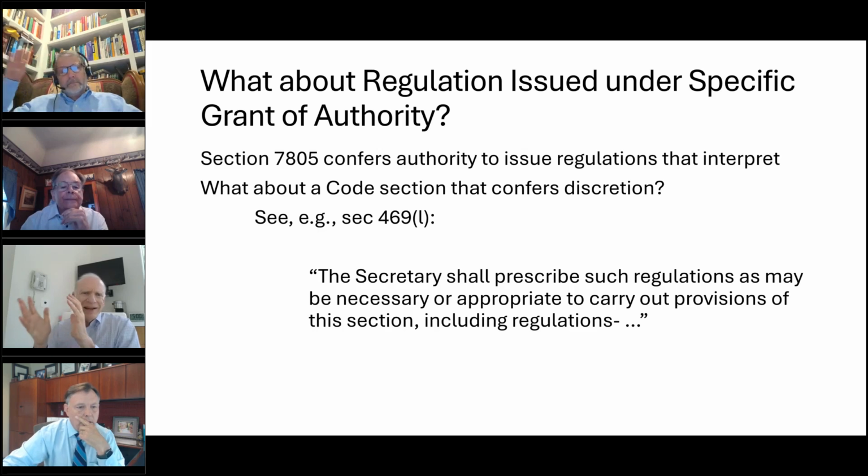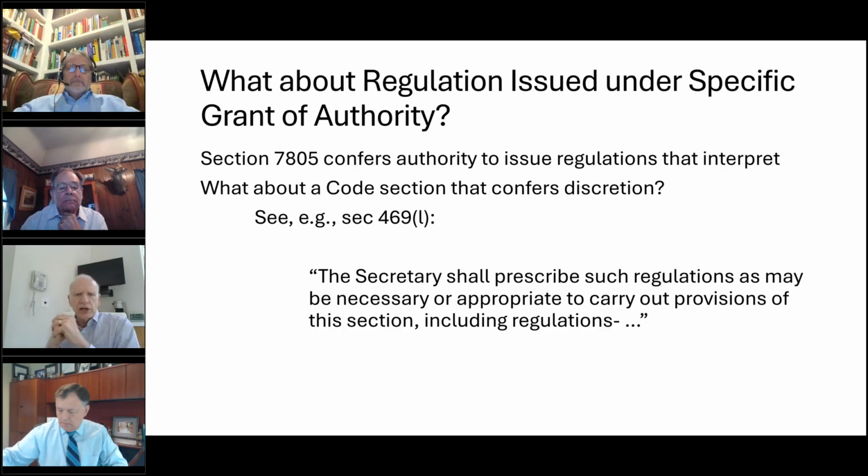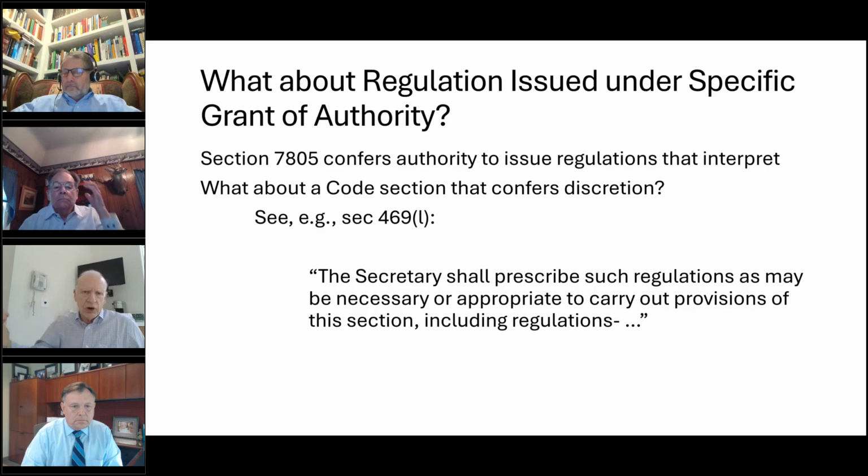Look at, in contrast, a specific grant of authority. I just grabbed this one out; I'm not sure why I chose it, arbitrarily. In 469, the passive loss section, they have this provision: the Secretary shall prescribe such regulations as may be necessary or appropriate to carry out the provisions of this section, including regulations. And then they go on talking about various issues that regulations could address. Okay, so this is over and above 7805. This is what I would call a specific grant of authority.